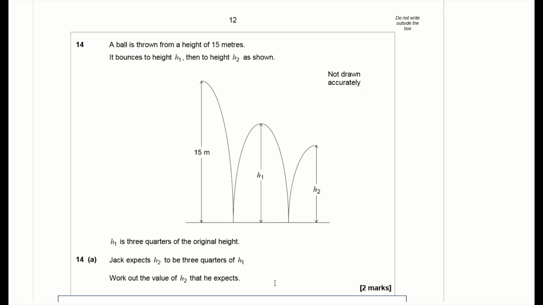an original value. It's the same as what you might consider for compound interest when you put money in a bank account. The start value is 15. We're told that h1 will be 3/4 of 15. 3/4 is therefore the multiplier applied to 15. Because Jack expects h2 to be 3/4 of h1, we then have to multiply by 3/4 again.